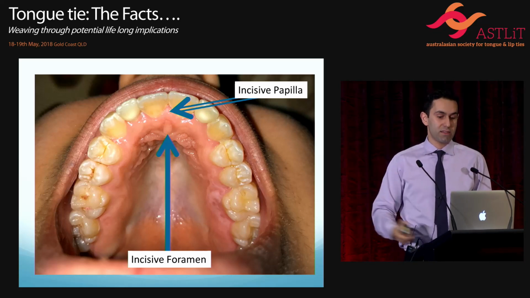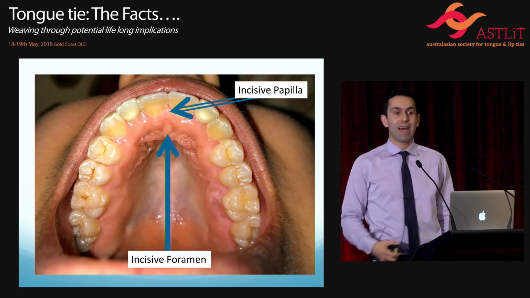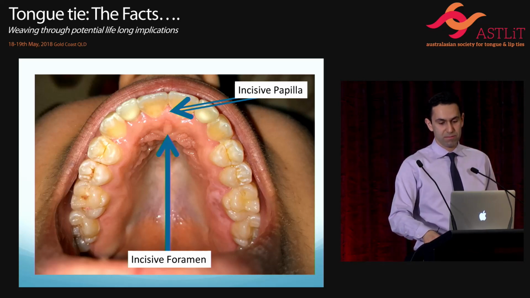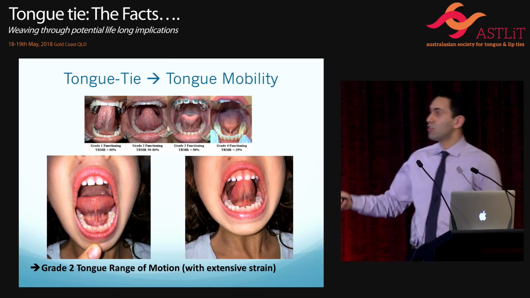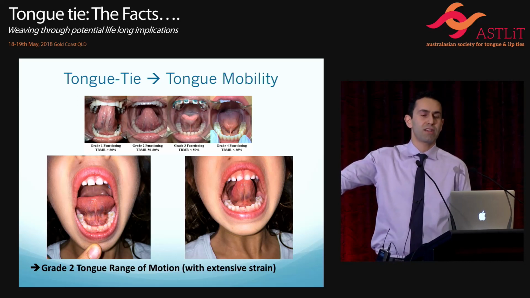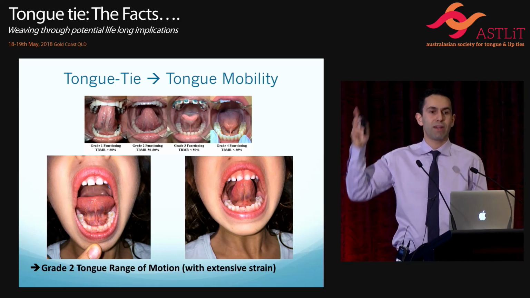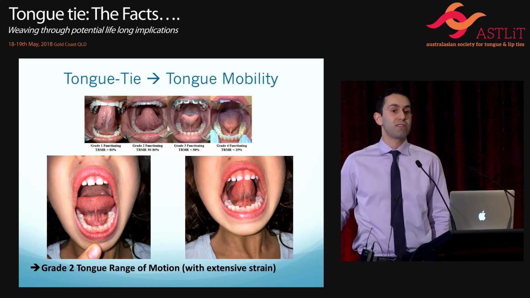And again, this is a tool that we're using to describe so that we can assess the outcomes of our surgical releases. And so you look at this girl, and now we can say that she has a grade 2 tongue range of motion. We're not saying she's tongue-tied or not. We're not drawing the line, because we're doing research. We're here to learn. We're here to describe what we're seeing.